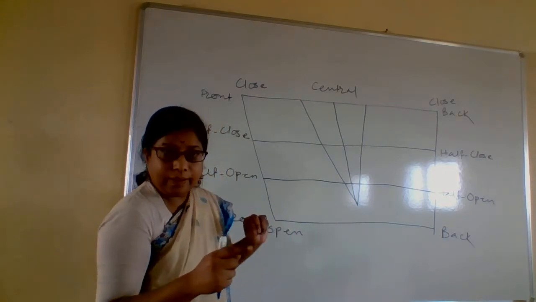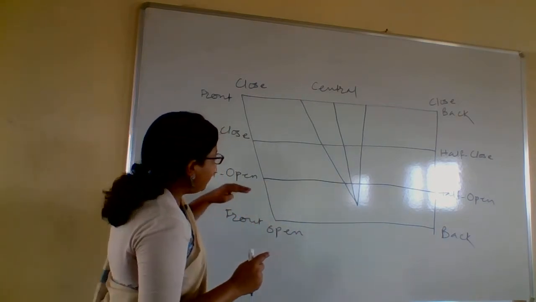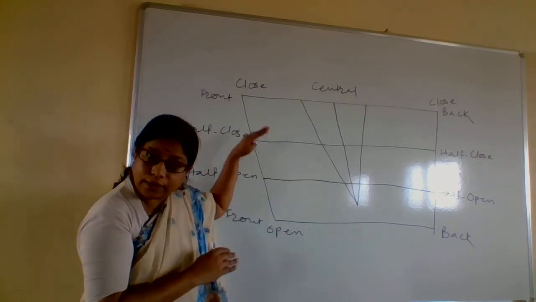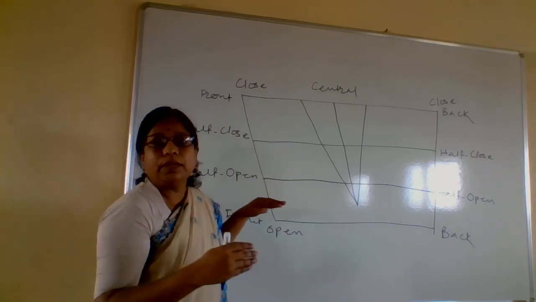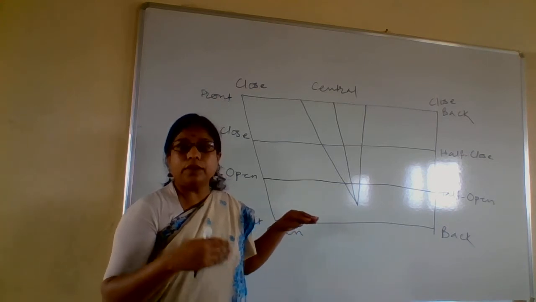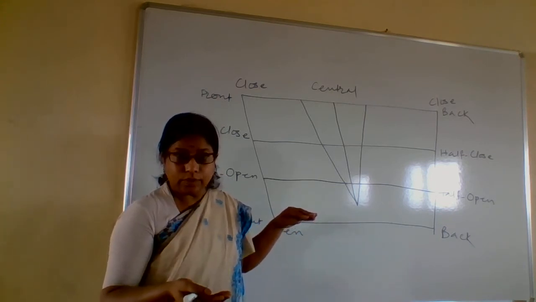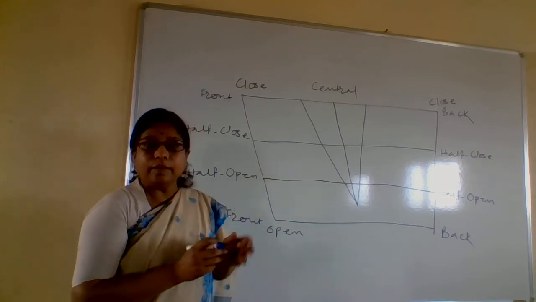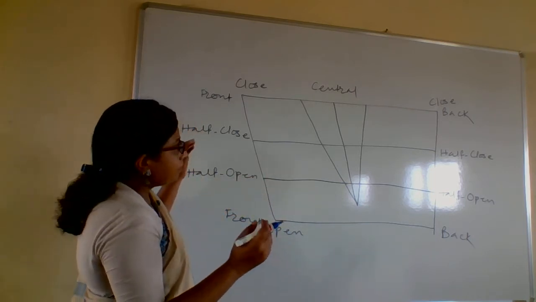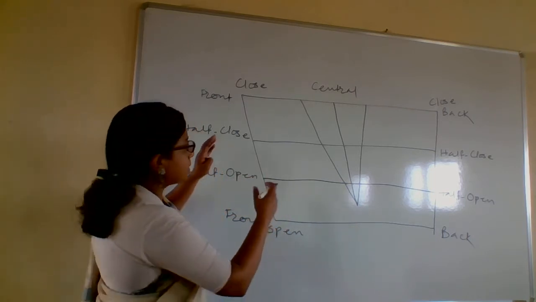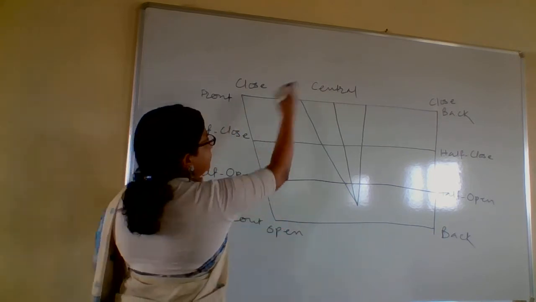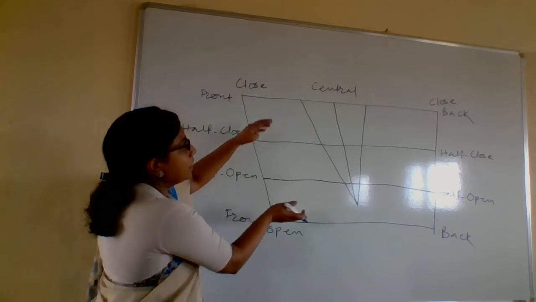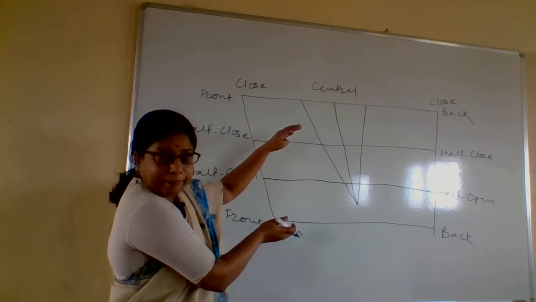The third label is given depending upon the height of the tongue, how high the tongue is raised during the production of a particular vowel. Now, what is this height of the tongue? Imagine this is the mouth cavity, within which this tongue is placed.